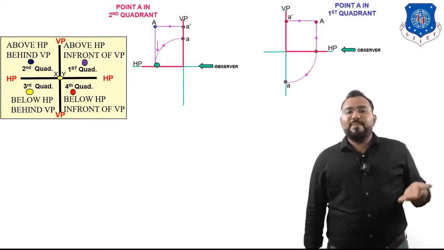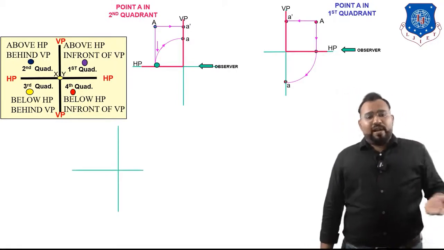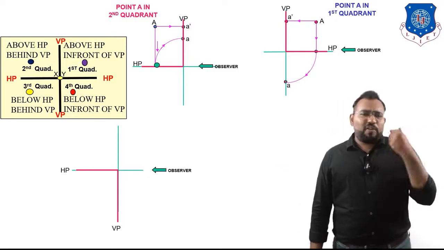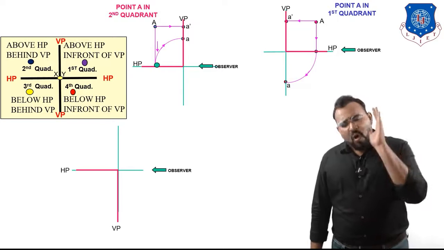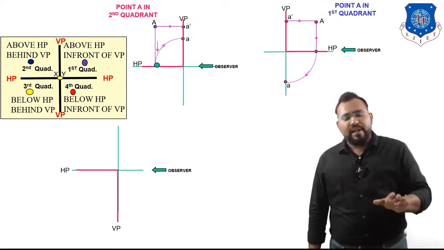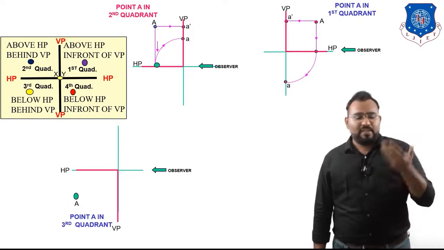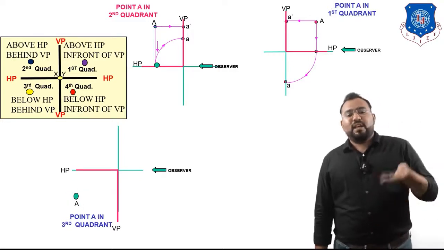Okay. Now let us imagine a point in the third quadrant. So now this is the third quadrant over here. This is the observer. You know that the observer's direction is always fixed for all quadrants. Now let us imagine one point in the third quadrant. So this is the point. This is point A.